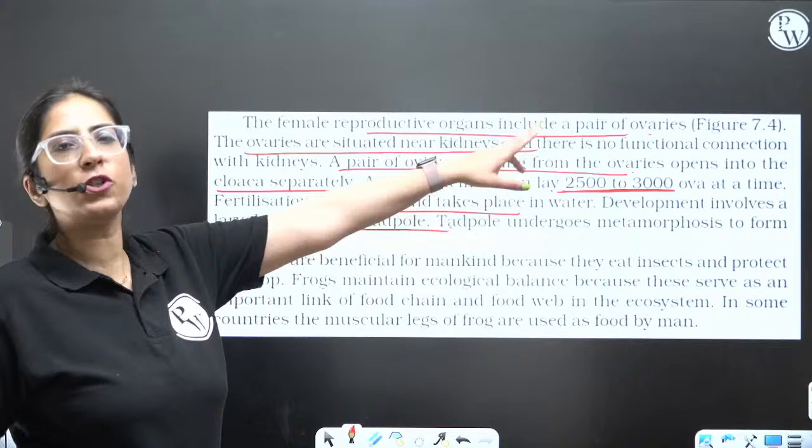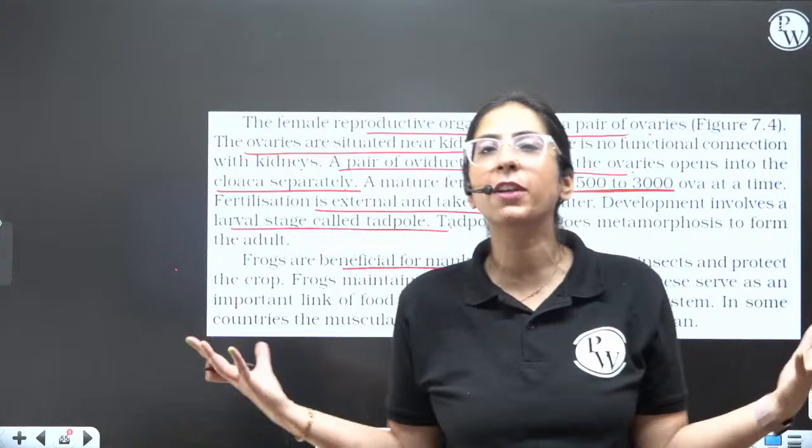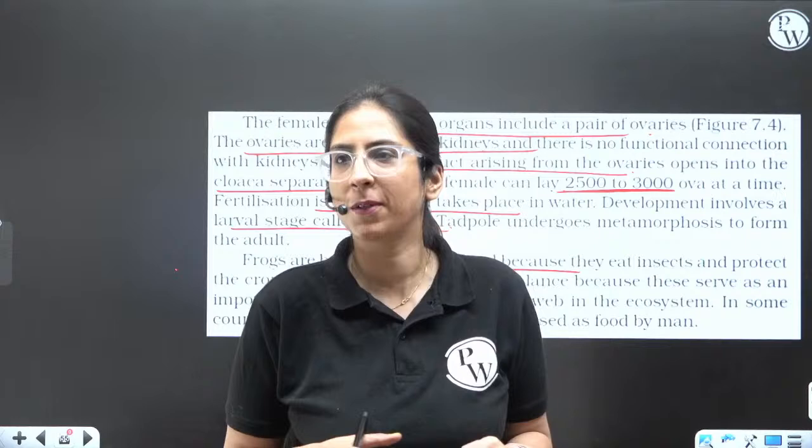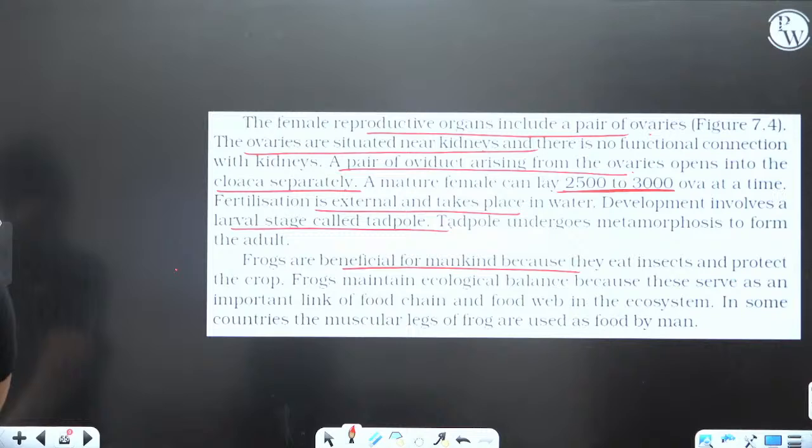Tadpoles have gills. Frogs are beneficial to mankind because they eat insects and protect the crop. Now, someone will come in the chat box and say, ma'am, why are we talking about the frog? If you remove the frog from the ecosystem, the whole ecosystem will be disturbed. So we should know about these organisms also. They eat insects, protect the crop, maintain ecological balance and the food chain, and have muscular legs. They are used as food by many countries; many people consume it.